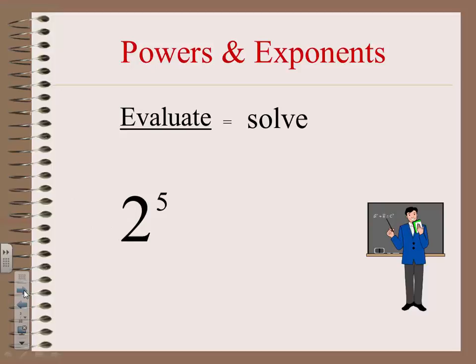Okay, so we're going to show you up here, we're calling this powers and exponents. This is a 2. The base number is 2. That's a regular old number that we're used to. The 5 is a smaller number. That can be called an exponent or it can be called a power, either one.